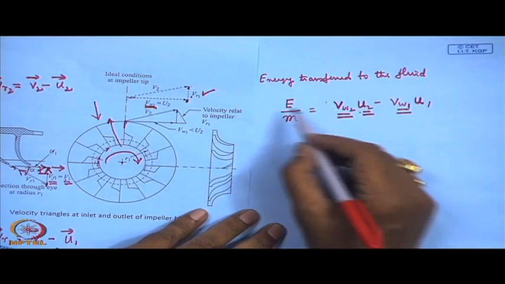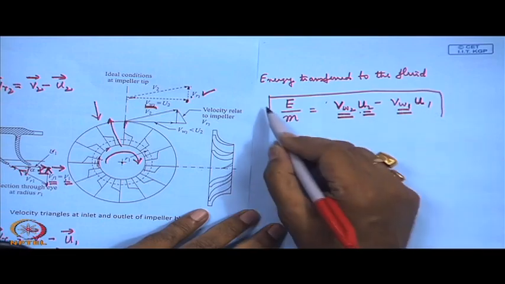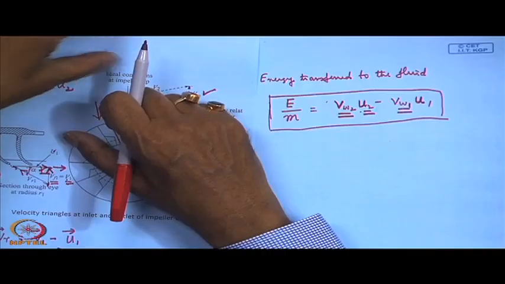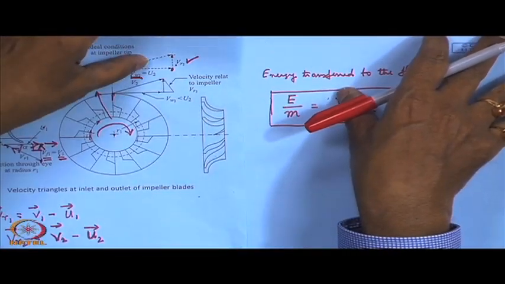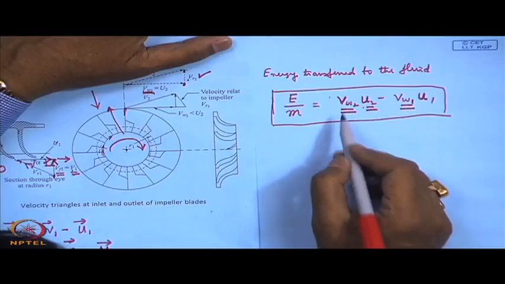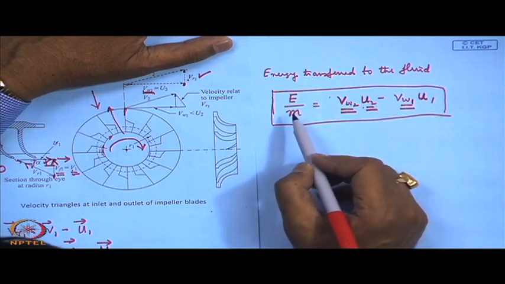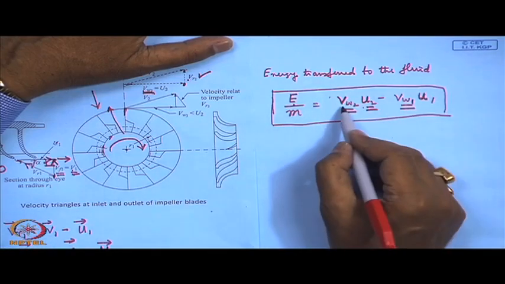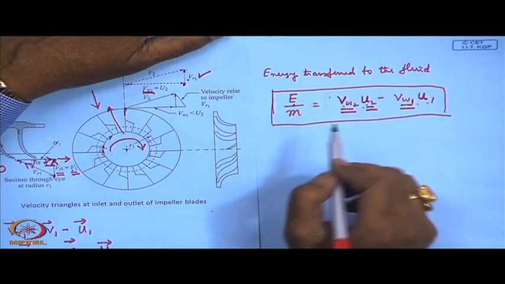This expression was derived earlier by making use of the theorem of angular momentum, that is, for a control volume we find the net efflux of the angular momentum, which equals the torque imparted on the control volume. Based on this angular momentum theorem, we derived that the energy given by the machine to the fluid equals VW2 U2 minus VW1 U1. It is just a recollection of the earlier things which we already discussed.